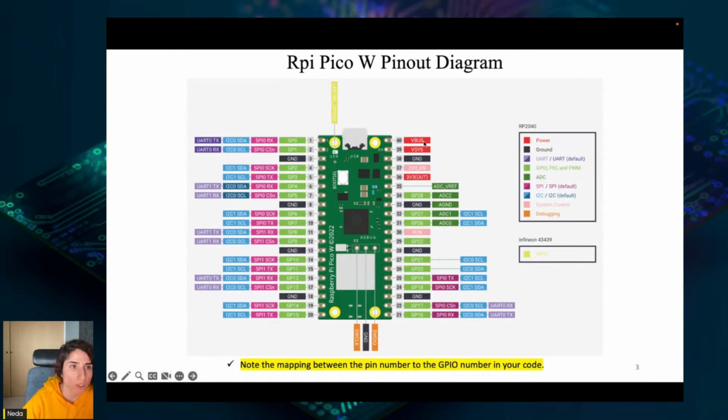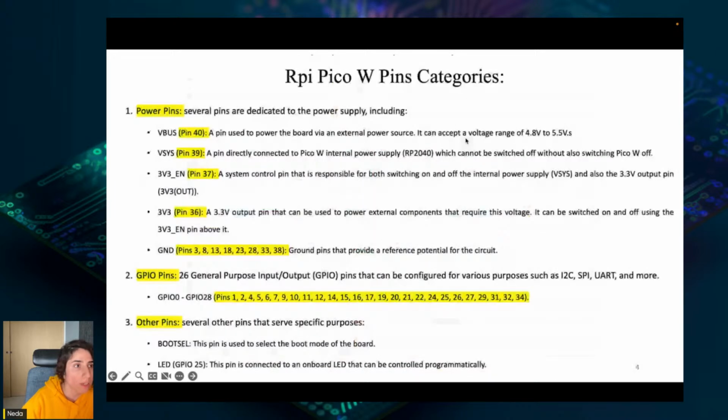Let's look at this picture from this side. 40 is VBus, as you can see here. And it's a pin used to power the board via an external power source. It can accept a voltage range of 4.8 volts to 5.5 volts.